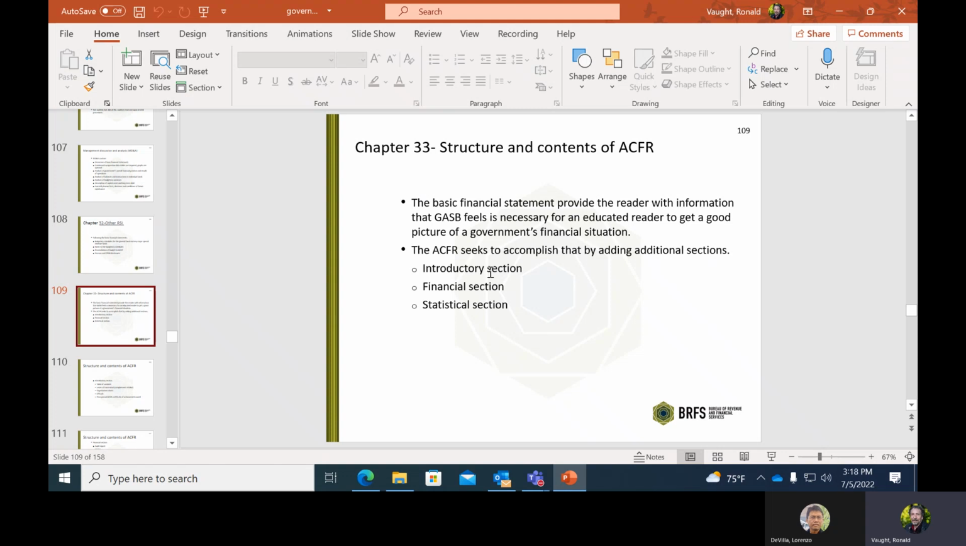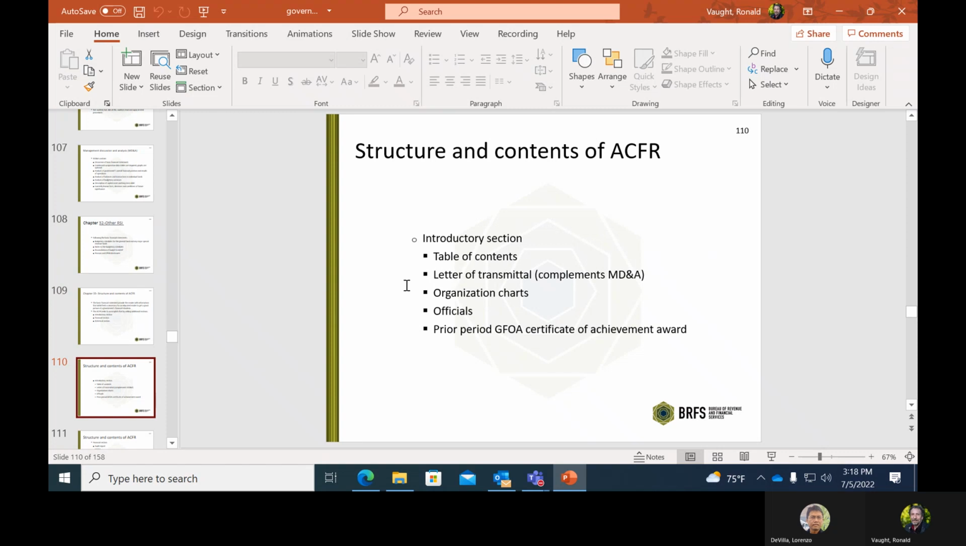Factors in introductory section, financial section, and this is statistical section. Introductory section has a table of contents, letter of transmittal, which Michelle writes, and then it's signed off by Michelle and the CAO.